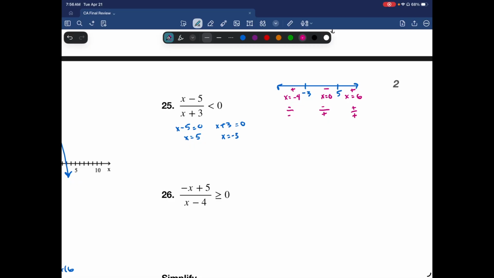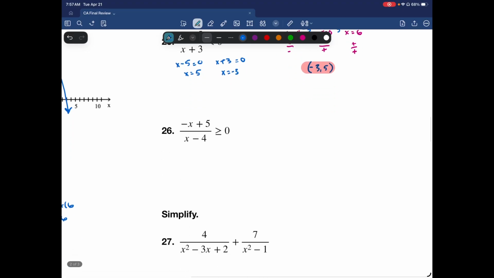Okay, so what I'm going to do here is, or scratch that. Because it says less than 0, it's parentheses, negative 3 and 5, and shade in between. Because that's the only section that's negative, and negatives are less than 0. So that's that. And then my answer is negative 3, 5, parentheses on both.